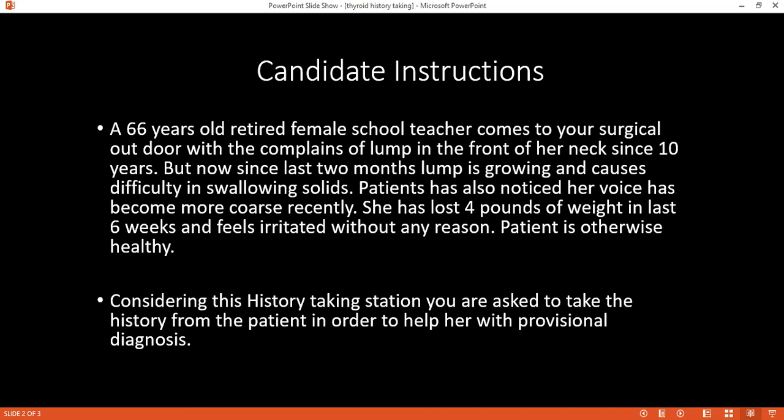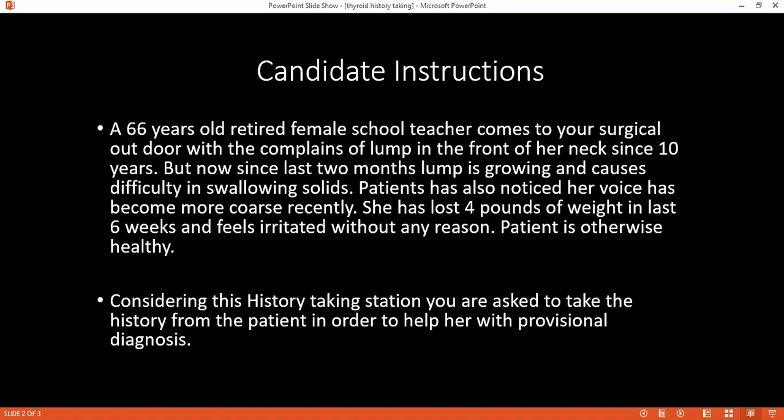All right, Mary. I was told you have a swelling on your neck. For how long has it been? Doctor, it is for the last 10 years. I was told also that there were some changes to the swelling. Can you tell me what has happened? Doctor, it was stationary for the last 10 years, but for the last 2 months, I noticed an increase in the swelling. Along with that, I suffer from difficulty in swallowing food, especially solid food. I'm not able to take that.